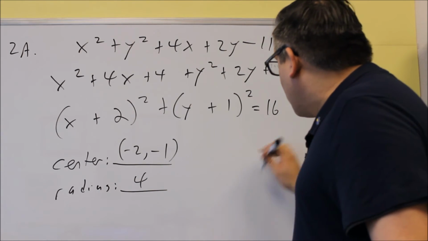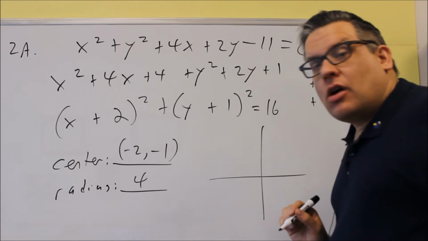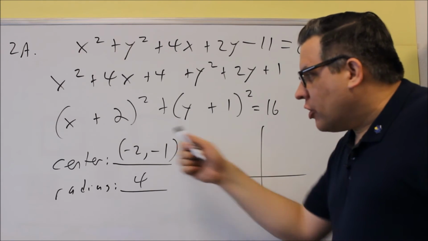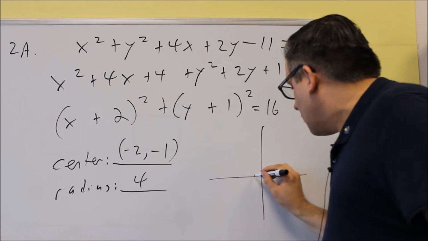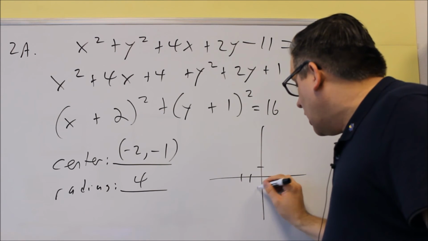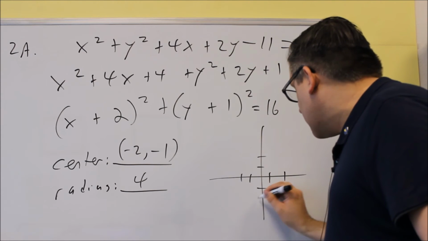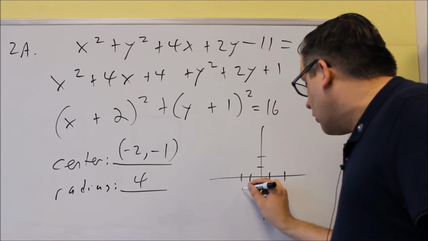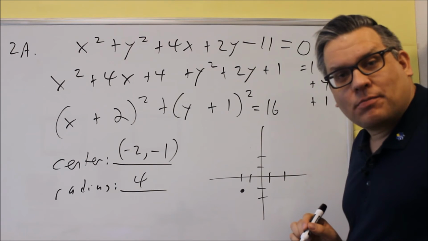So now that I have that complete, it's going to ask me to graph this one. What you're first going to do is plot the center. So for this one, put some markings on here. Negative 2 and negative 1 would be right there.